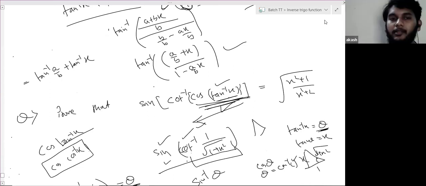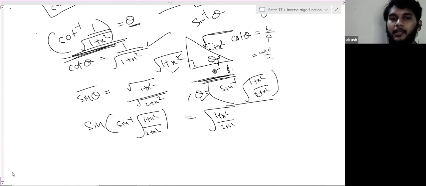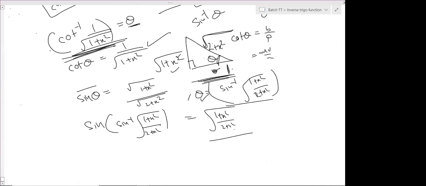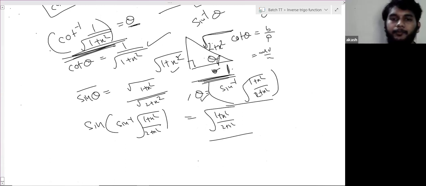Very simple. Just the triangle method two times, and the answer is in front of our eyes. All right. Please note it down.